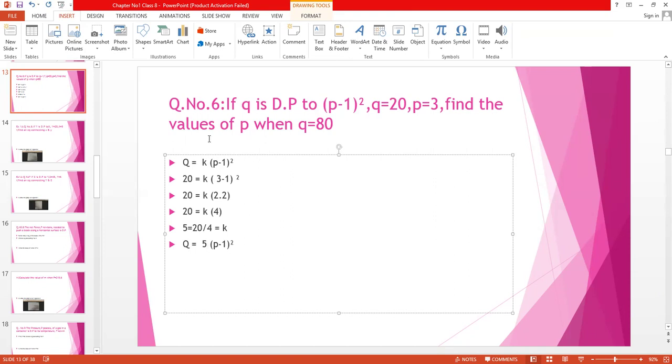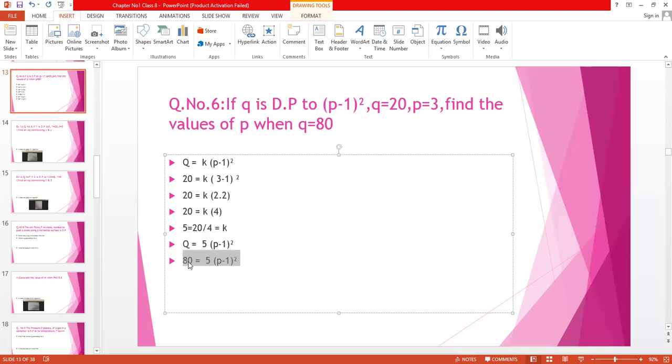Now look here. Find the value of P when Q is equal to 80. Instead of writing Q, I write its value, that is 80. Here we want the value of P, but it's given (P minus 1) whole square, and 5 is also here, multiplying. When I move this 5 to this side, it will divide.